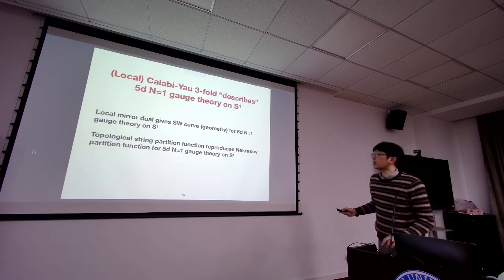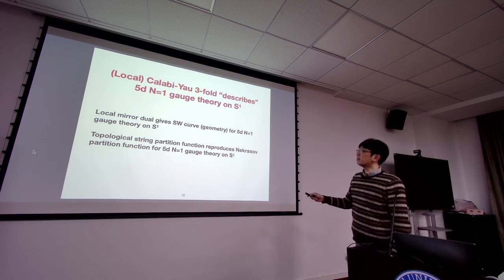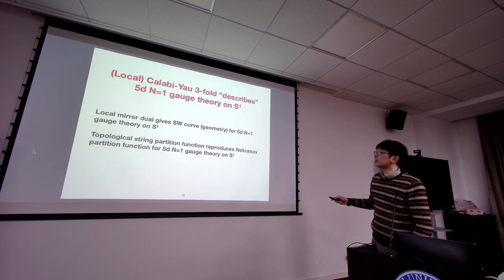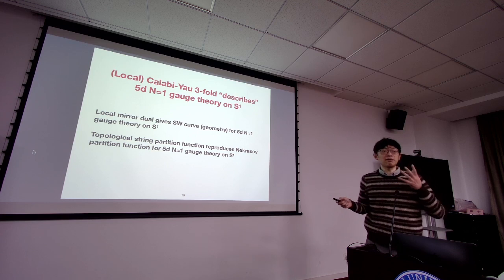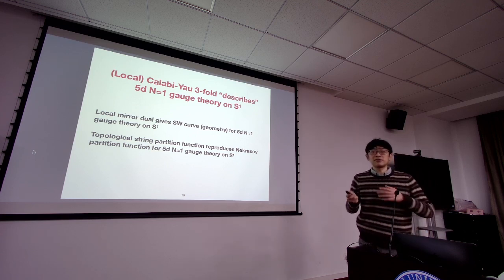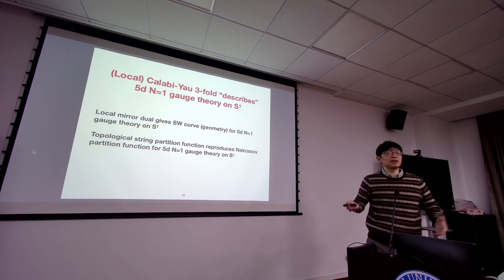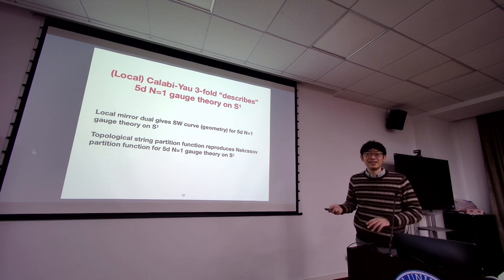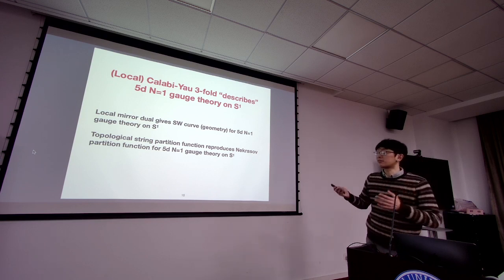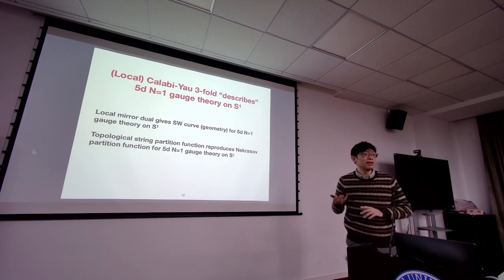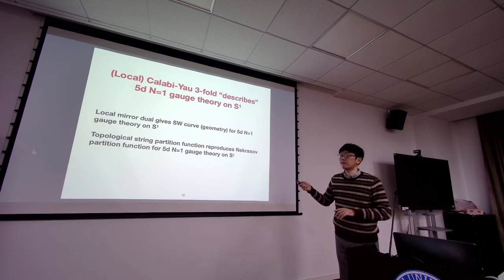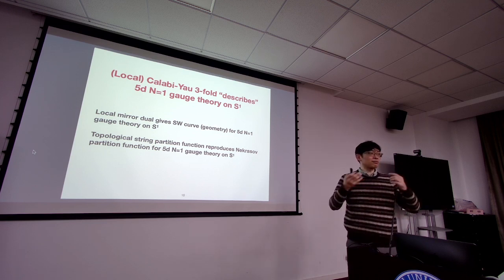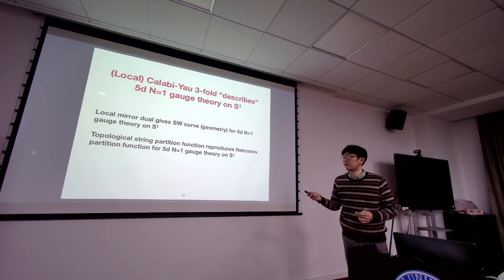Anyway, what I would like to say is that the local mirror dual gives a Seiberg-Witten curve, the Seiberg-Witten geometry for 5D N=1 gauge theory on S1. So this is one of the reasons why I'm interested in 5D gauge theory. It's not that the 4D case is already done, so let's go to 5D. Instead, when we consider the string theory embedding, this 5D Seiberg-Witten curve for 5D gauge theory very naturally appears. And the 4D Seiberg-Witten curve is obtained just as a limit of this 5D Seiberg-Witten curve.